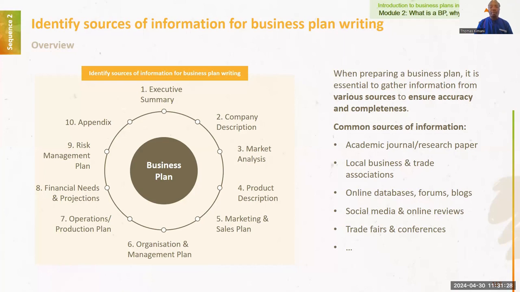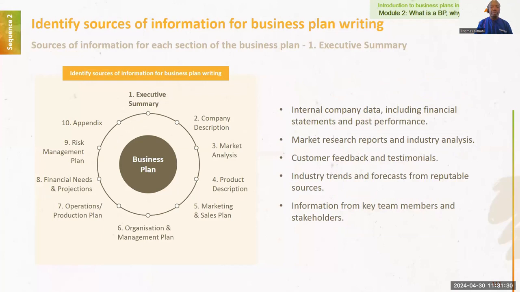Right. So section by section, for the executive summary, where do we get the information? The internal company data, the research reports, customer feedback and testimonials, the trends and forecasts from reputable sources, and information from key members and stakeholders.